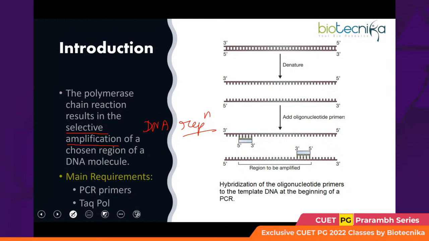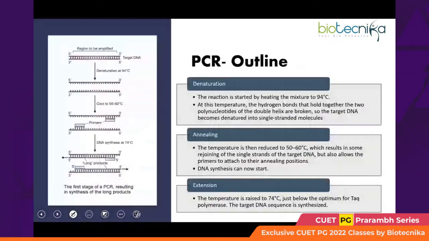Now, what all things do we need? The main requirements for PCR are the PCR primers and Taq polymerase. Now why do we need them? I'll get back to it. Let's see what the steps of PCR are. If we see the outline, PCR consists of three steps that appear one after another.